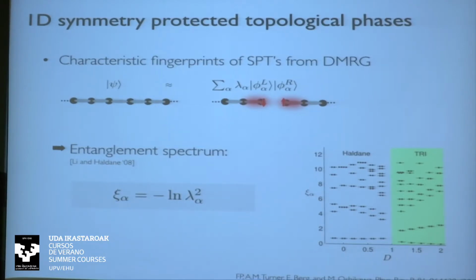What I'm pointing out here is that if you are performing these matrix product state simulations, as we discussed in the first lecture, you can read off the information about one-dimensional symmetry-protected topological phases right away by looking at the entanglement spectrum. And if you want more information, you can look at the dominant eigenvector of the transfer matrix.